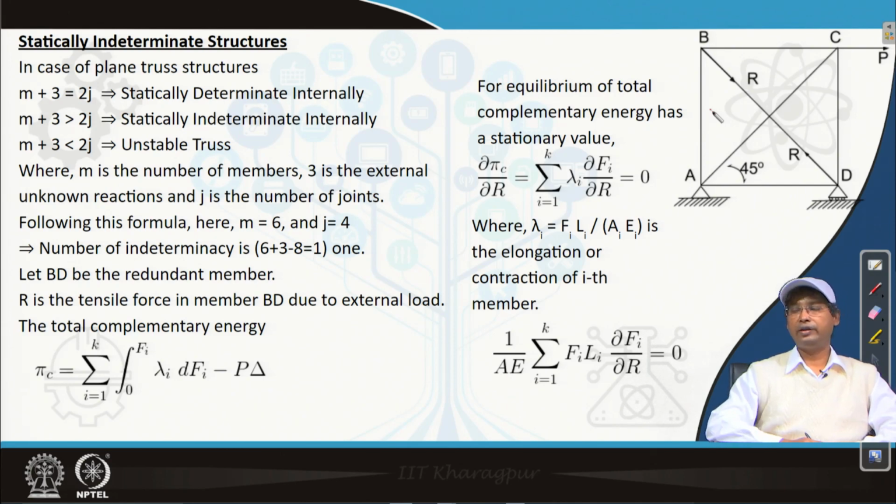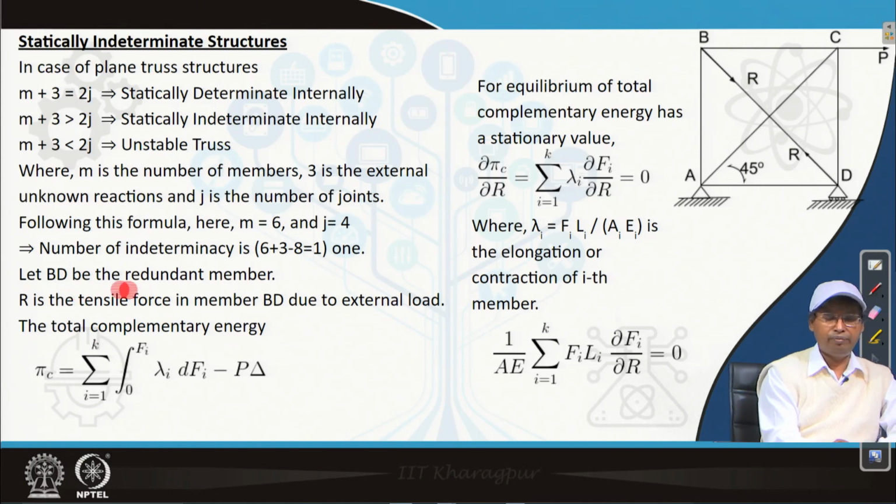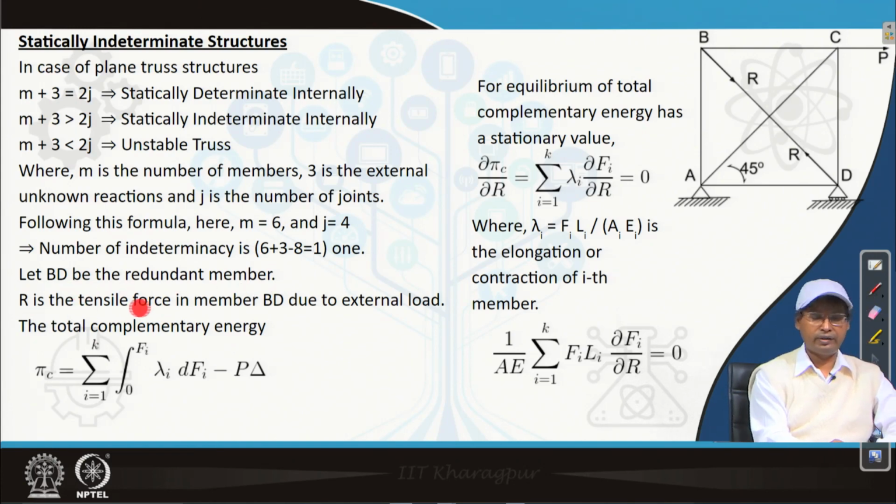In this particular example we will remove this diagonal, and we will assume that a tension force of magnitude R acts in that member. Let BD be the redundant member, and R the tensile force in the member BD due to the external load.